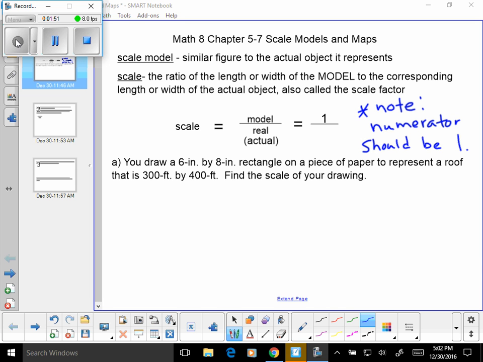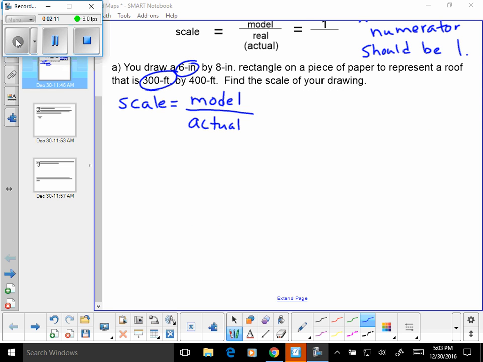We really only need to take one of these measurements, but again, we need to remember that the scale is equal to the model over the actual. So in this case, I'm just going to pick the corresponding measurements. I have found over the years that if I put my labels in, it is a huge help. And a lot of students don't like to do that, but really it's helped me out tremendously.